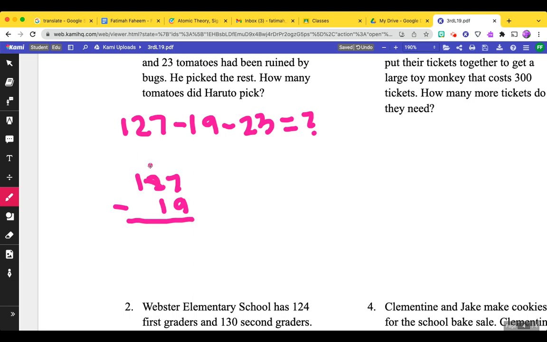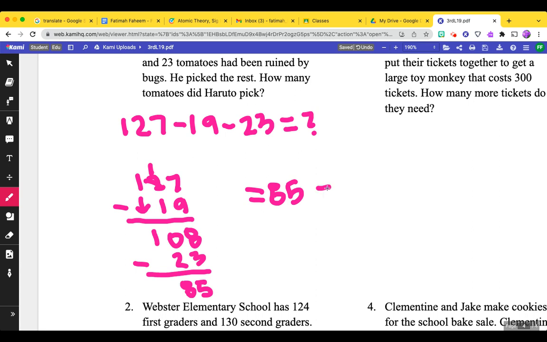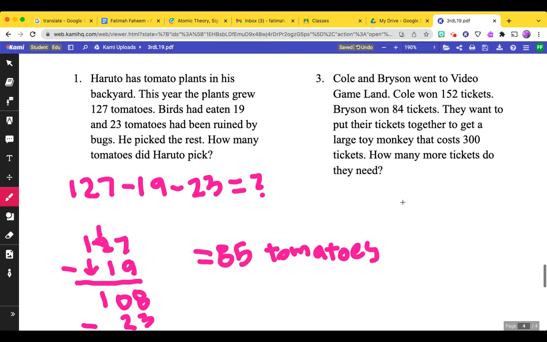Okay, let's try. 10 minus 9 equals 1, plus 7 equals 8, 1 minus 1 equals 0. The hundreds place just comes down. It's 108, but you have to subtract 23 here. So 8 minus 3 equals 5, 10 minus 2 equals 8. So the answer is, there are 85 tomatoes. So how to pick up 85 tomatoes? That's a lot. Yeah, let's only do that one today.